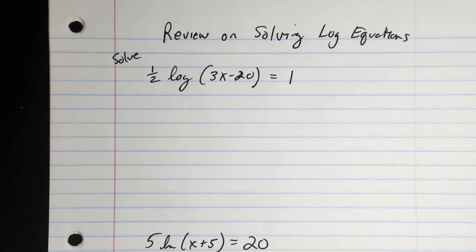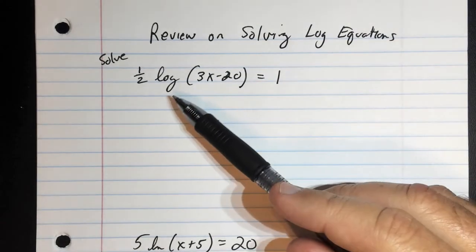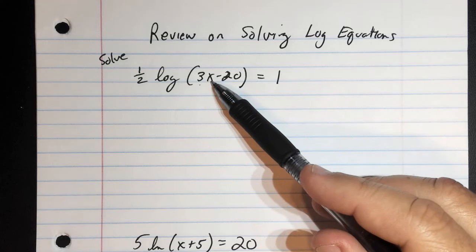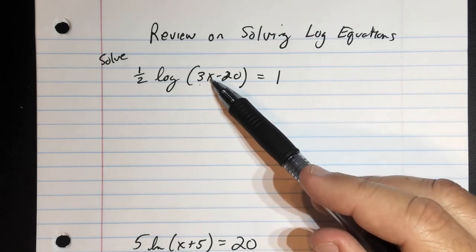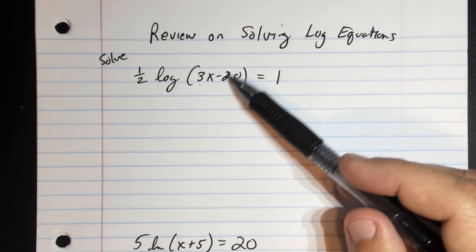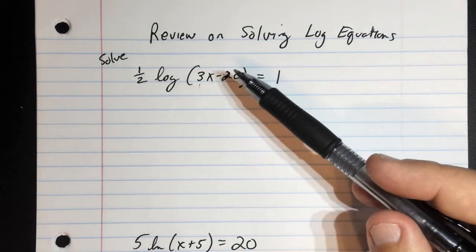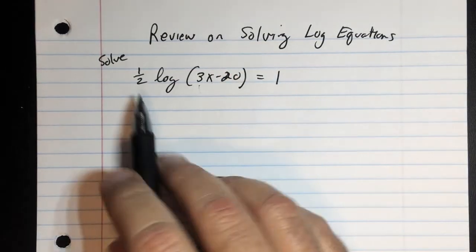So we are going to do a real quick review on solving log equations. Here we have a basic log problem, and we're going to solve for this x. Just as an FYI, remember whatever we get for x, we need to be able to plug in here, multiply by 3, minus 20, and this value needs to end up being a positive value, bigger than 0.